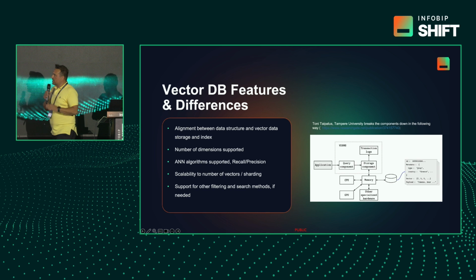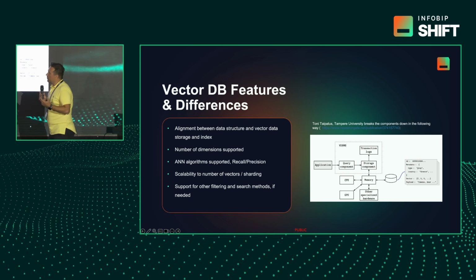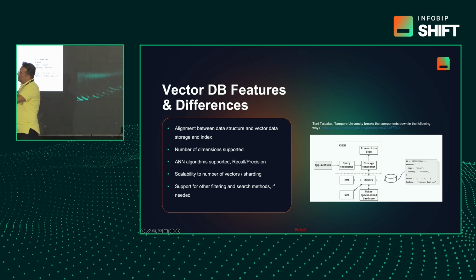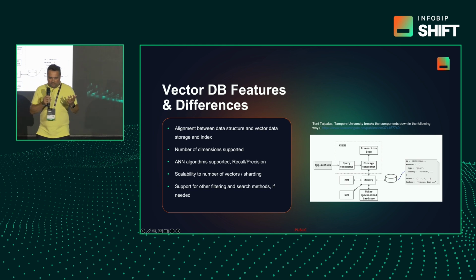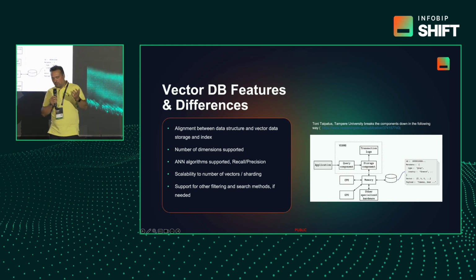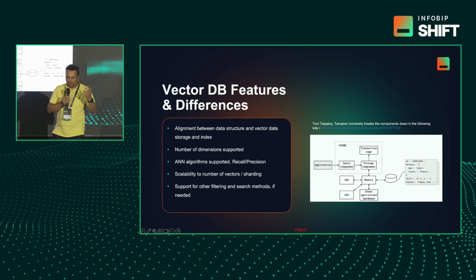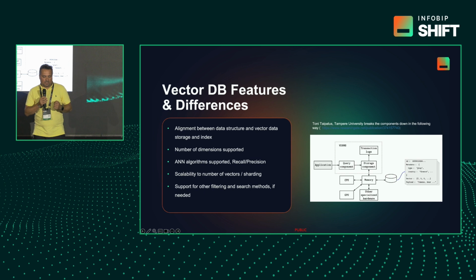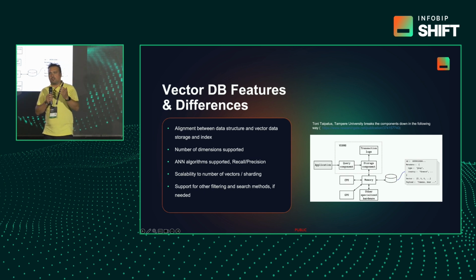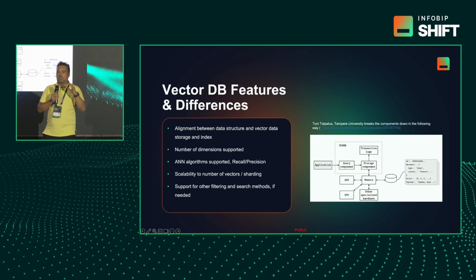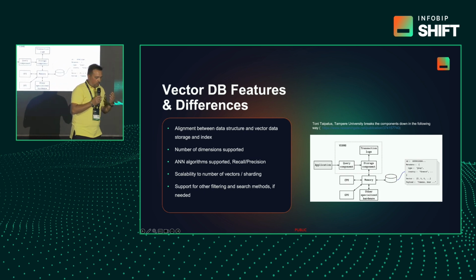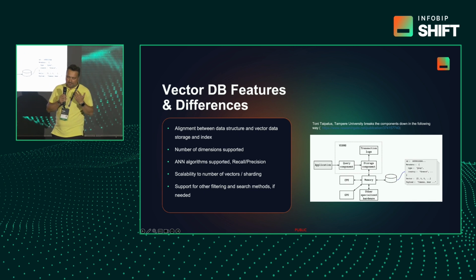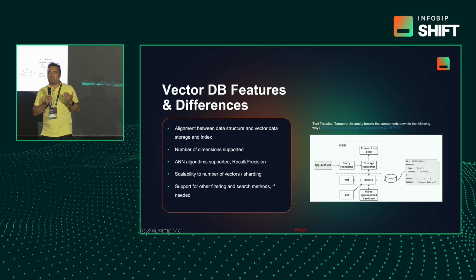Then there are some features that are also important for a vector database. When you think about them, it's the alignment between data structure and vector data storage and index. Why is it important? Imagine you have a search and you're looking for a document about a black dog and a white cat. You will probably have multiple documents matching the same search. So what you want to do is narrow the search to the specific documents where this can occur, and you don't want the results to show you a single document just because it's always there.